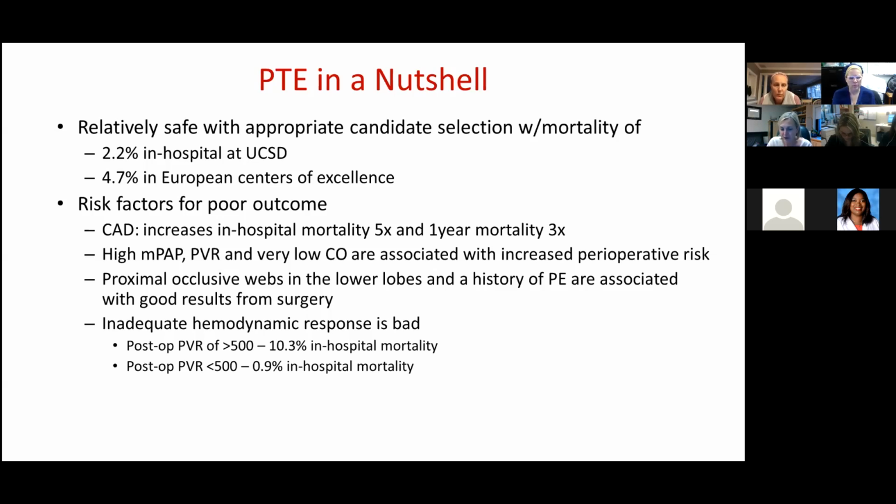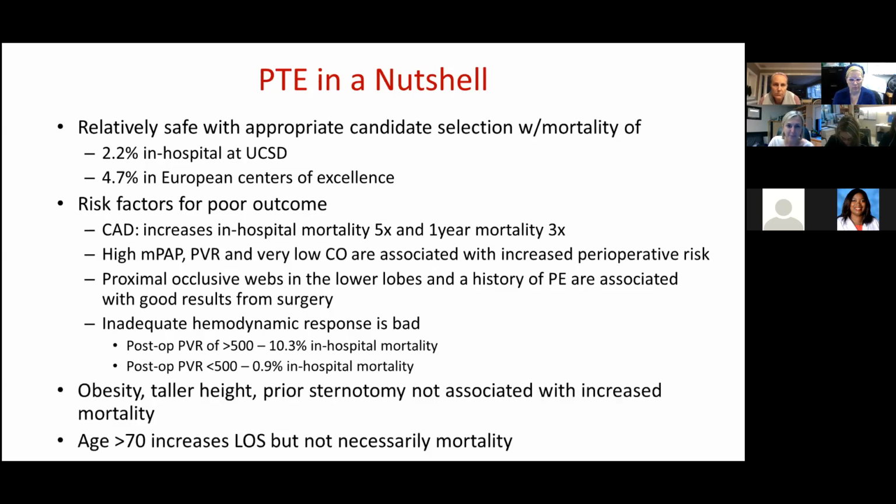So again, you have to choose your patient very well. You have to have an excellent surgeon. You have to have a team of people who take care of those patients postoperatively. And I think we have all of that.